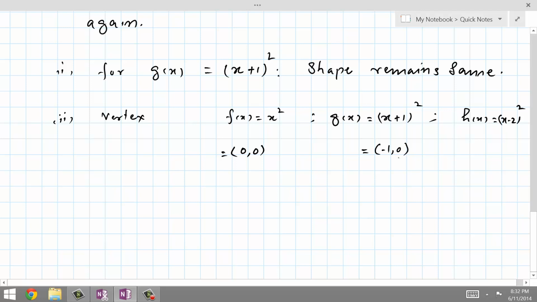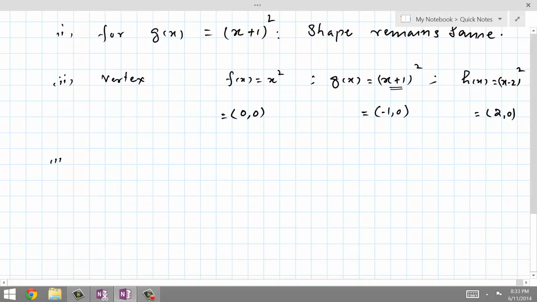Now here you can imagine that the trick is to find the value of x as if x plus 1 was equal to 0. That will give you the x coordinate of the vertex. And similarly, the vertex of h of x is 2, 0, because if we take x minus 2 equal to 0, this gives x equal to 2. And because there is no k, if there was plus k, that would provide the second coordinate for the vertex. But because k is 0 in all 3 cases, therefore the y coordinate of the vertex is 0 in all 3 cases.